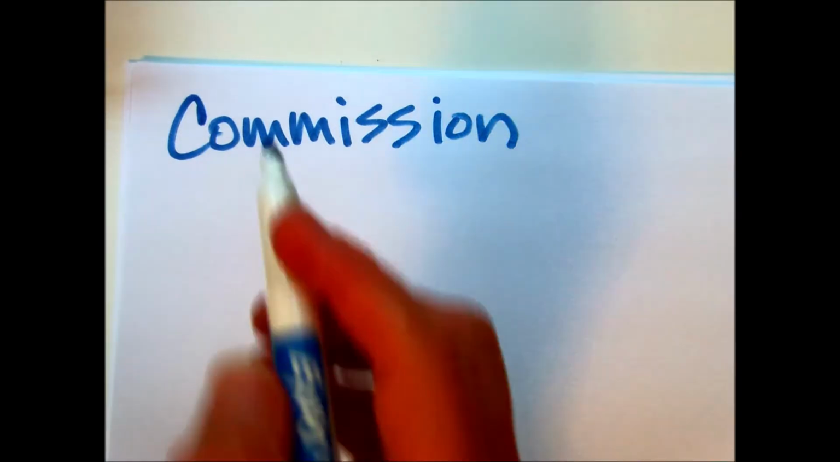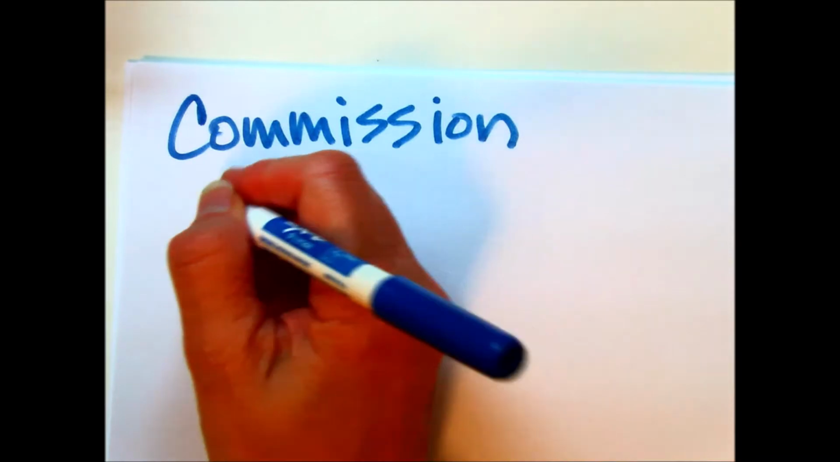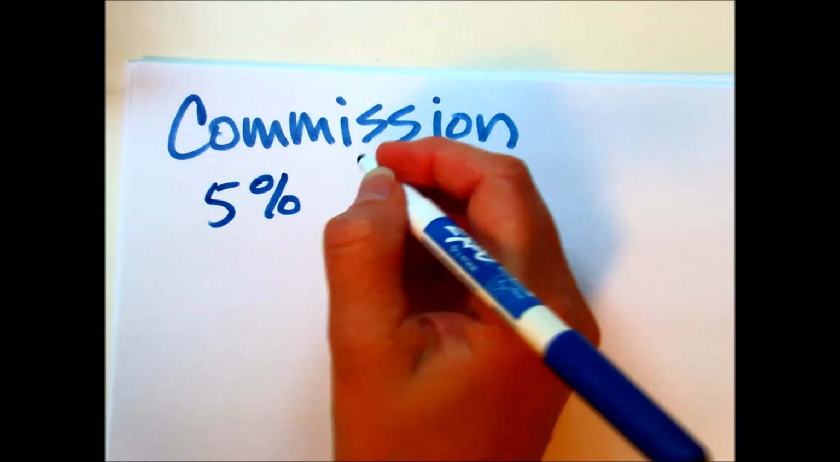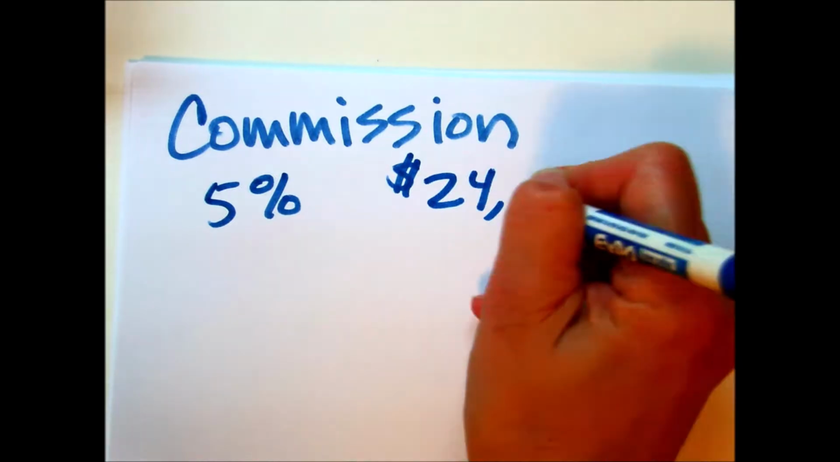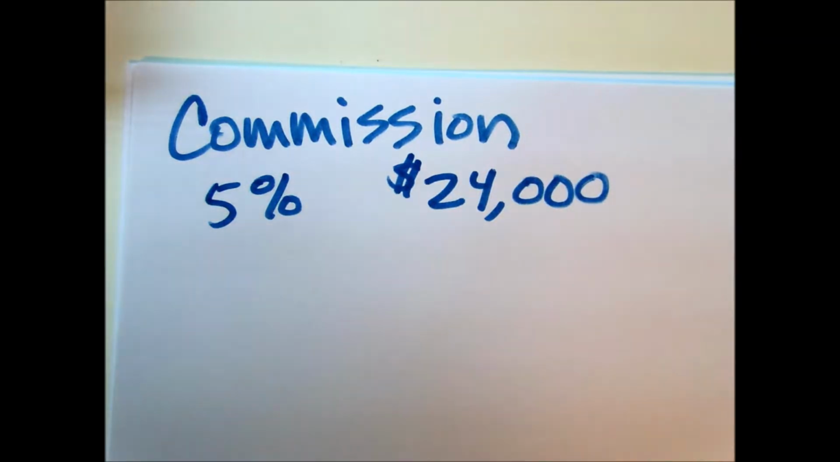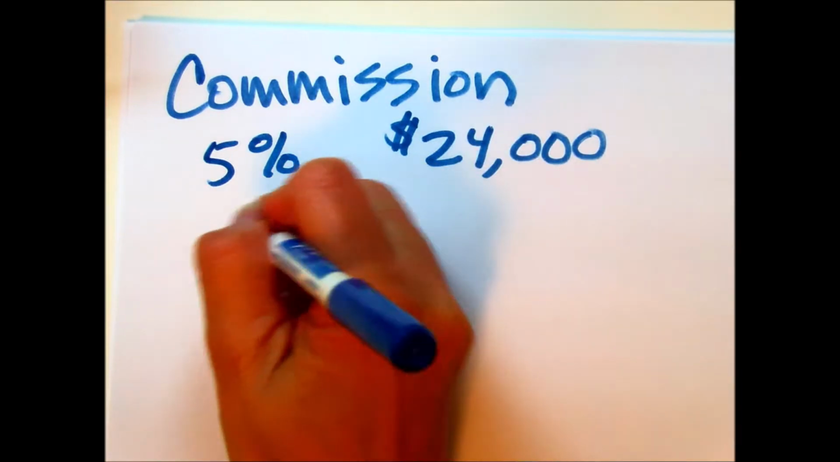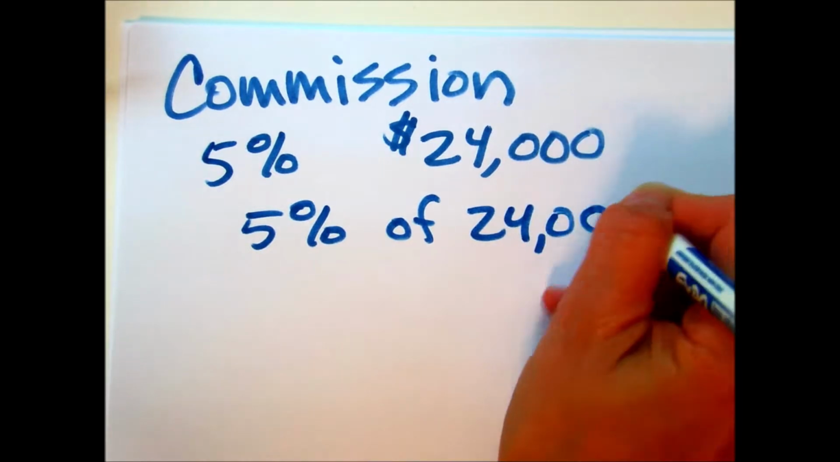Okay, so let's say that we're at a car dealership, and the salesman is going to get 5% commission. And the sale of the car that he or she sells is $24,000. Basically, we want to know how much the salesperson is going to earn from the commission. So 5% of $24,000.